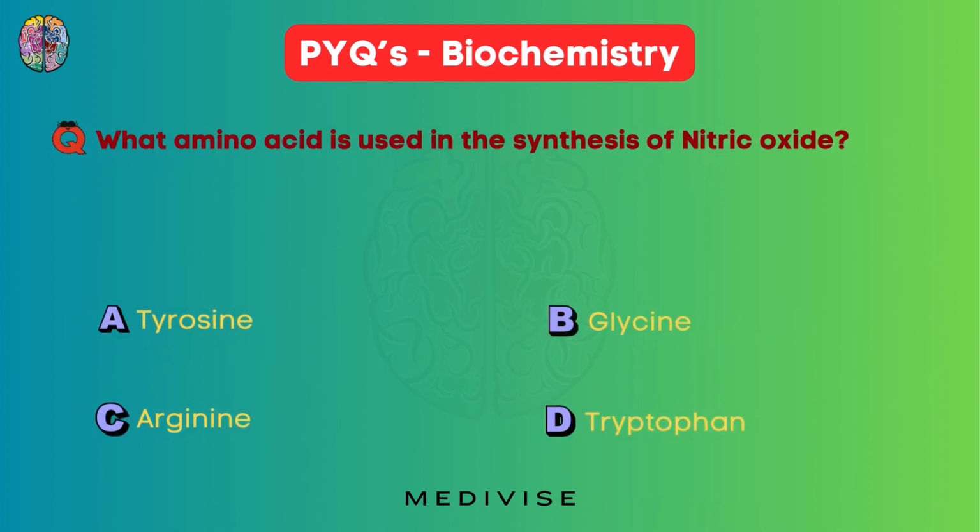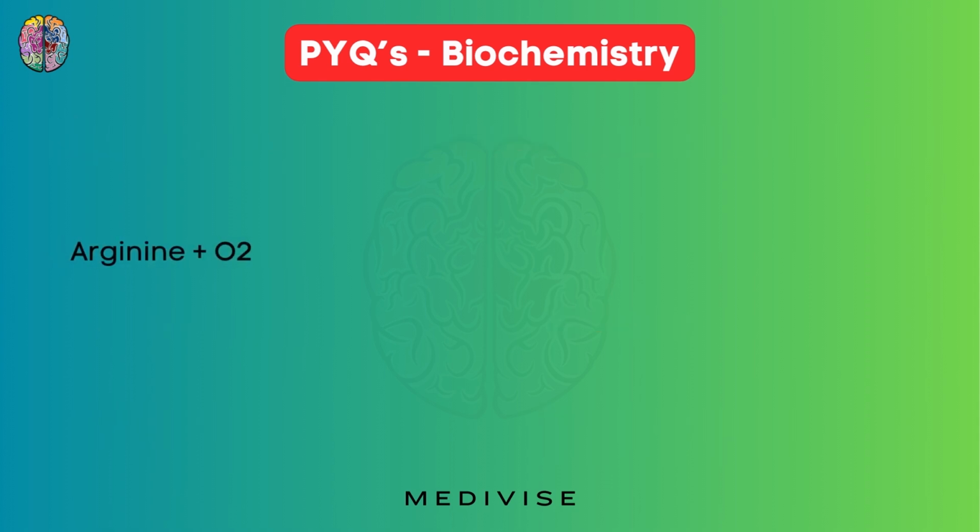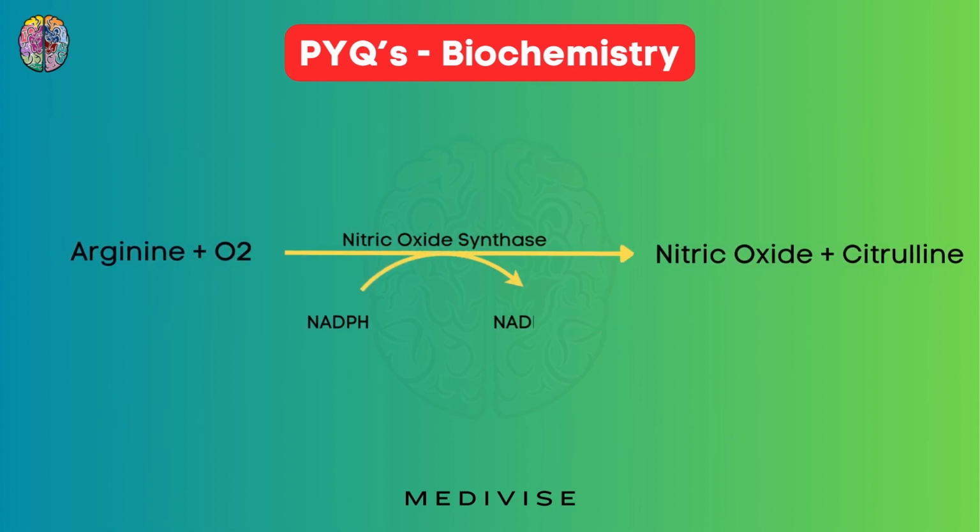Now, what amino acid is used in the synthesis of nitric oxide? Is it tyrosine, glycine, arginine, or tryptophan? So the correct option here is arginine. Arginine reacts with oxygen to form nitric oxide and citrulline with the help of nitric oxide synthase.